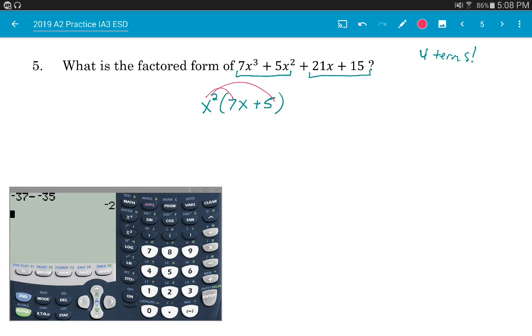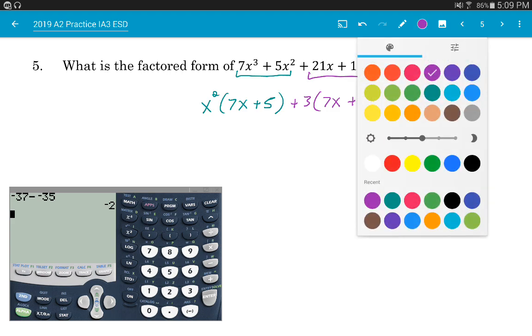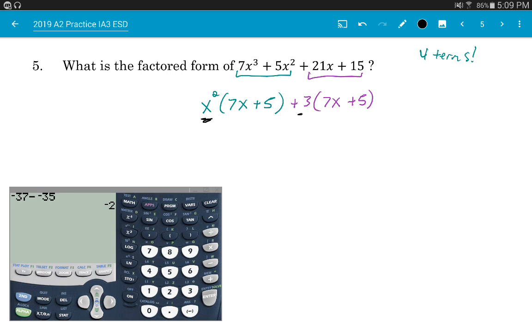If I distributed back in, I can assure you it would get me back the same thing. I always mentally do that check. So x squared times 7x would be 7x cubed. And x squared times 5 would be 5x squared. Perfect. I always like to make sure I'm right before I go boxing things, so it's always a good check. Now this second group over here, they're both divisible by 3? Yeah, they're both divisible by 3. So let me see. If I can pull out a positive 3, that'll leave me with 7x plus 5. That worked out.